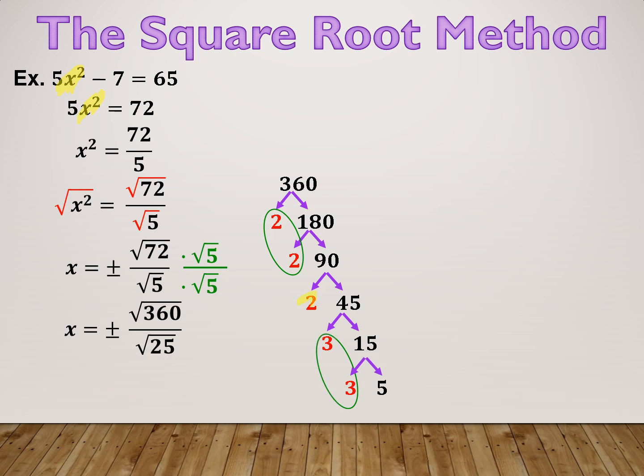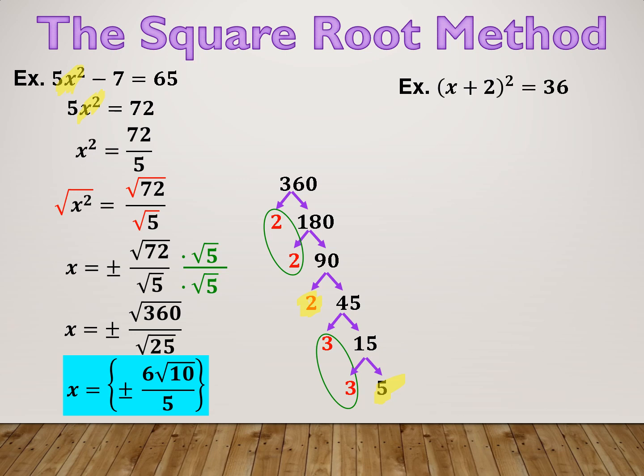Now, you'll notice that the 2 and the 5 right here, they didn't have anybody to partner up with. So they've got to go back under the radical. So the 2 and the 3 come out. So 2 times 3 is 6. The 2 and the 5 stay in the radical. 2 times 5 is 10. So I've got 6 square roots of 10. And then, of course, the square root of 25 is 5.